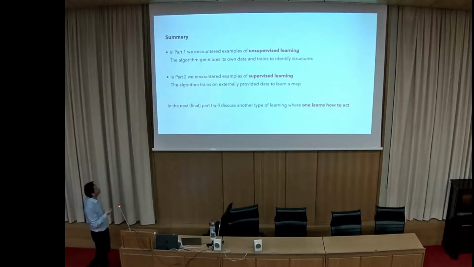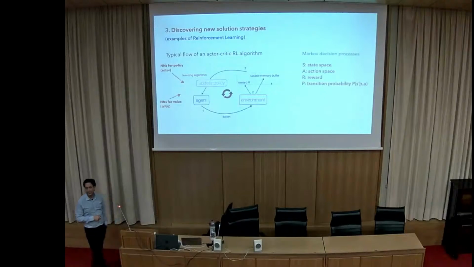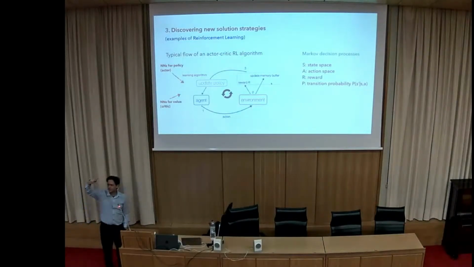So what's the summary? In part 1, we encountered examples of unsupervised learning. The algorithm generates its own data and trains to identify structures. In part 2, we encountered examples of supervised learning. Here we have to provide labeled data, and then it trains on those data. In the next and final part, in a few minutes, I will discuss another type of learning where one learns how to act. Okay? And I think that might be the bridge with the less traditional approach where the AI comes in as an equal partner and helps us in reasoning tasks.